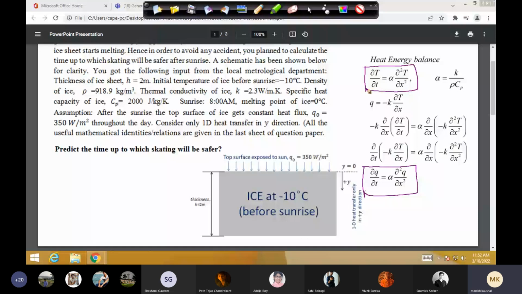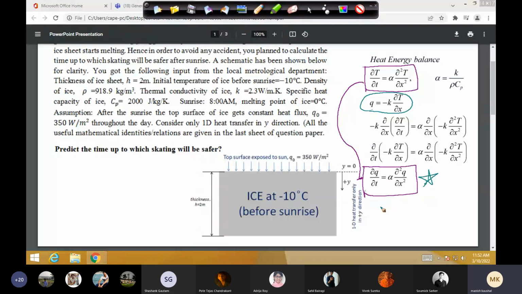So this is fine. From here we came to here using this definition of heat flux, or Fourier's law, you can say. We are here now. Now we should worry about the boundary condition.